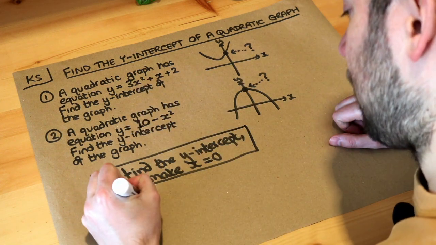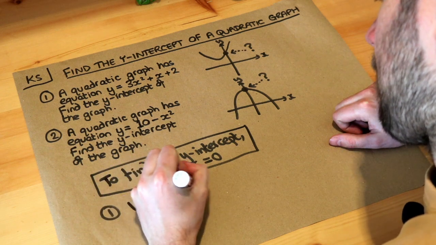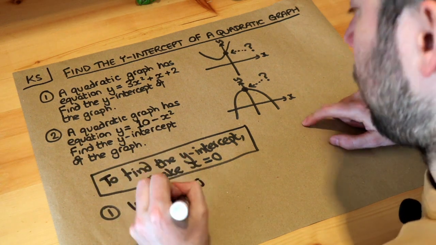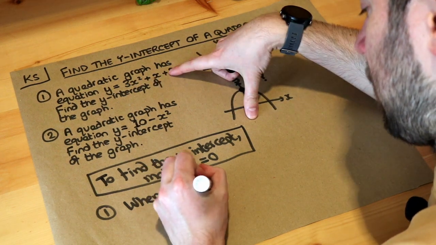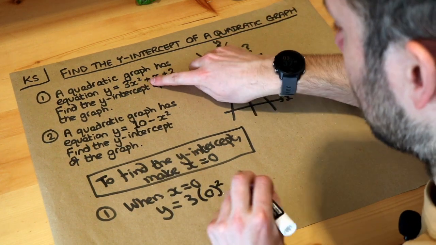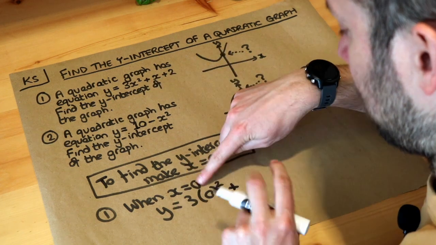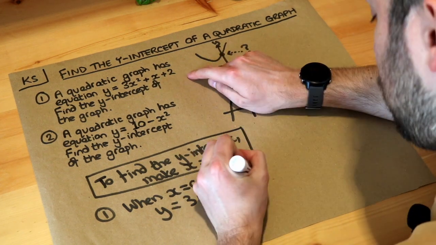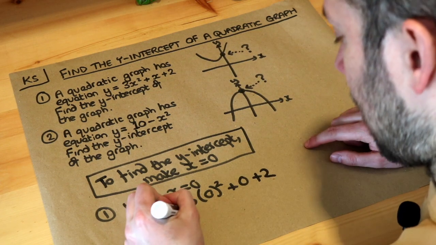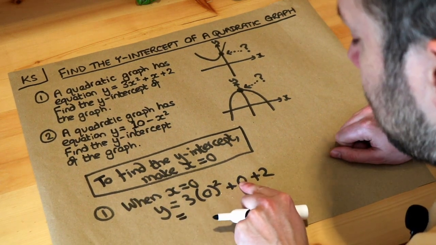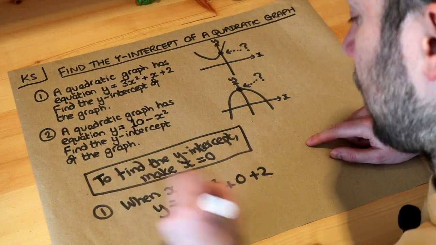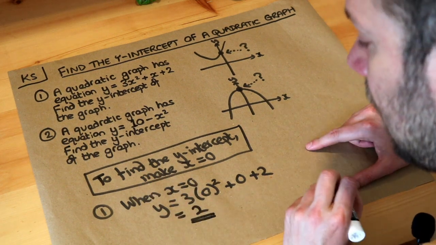So when x is 0, we get y is equal to 3 times 0 squared. You could put it in brackets like that. 3 times 0 squared plus x, which we said was 0, plus 2. And, well, 0 squared is just 0, times 3 is still 0. That's also 0, plus 2 is just 2. So therefore, the y-intercept is 2.